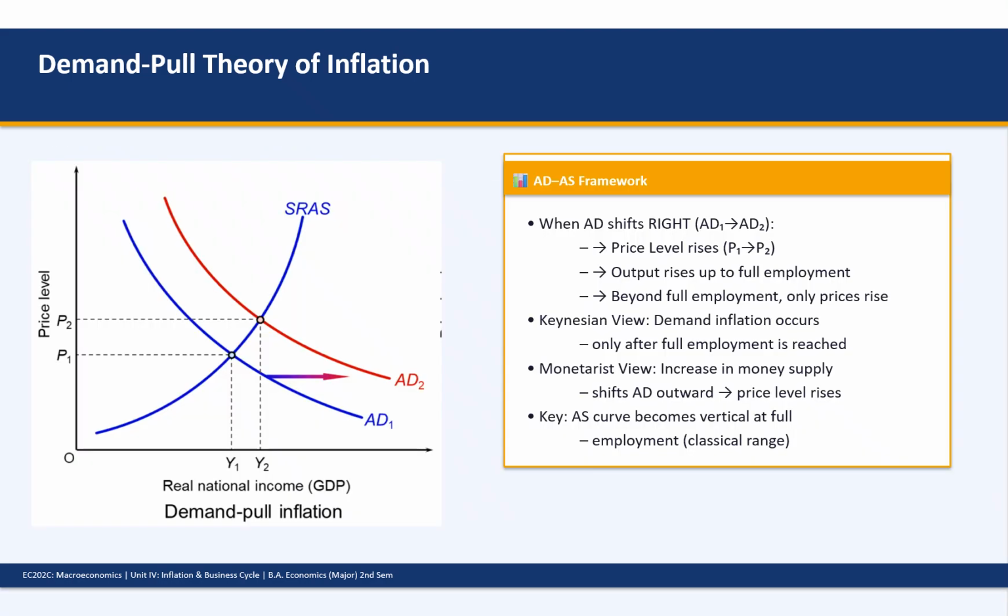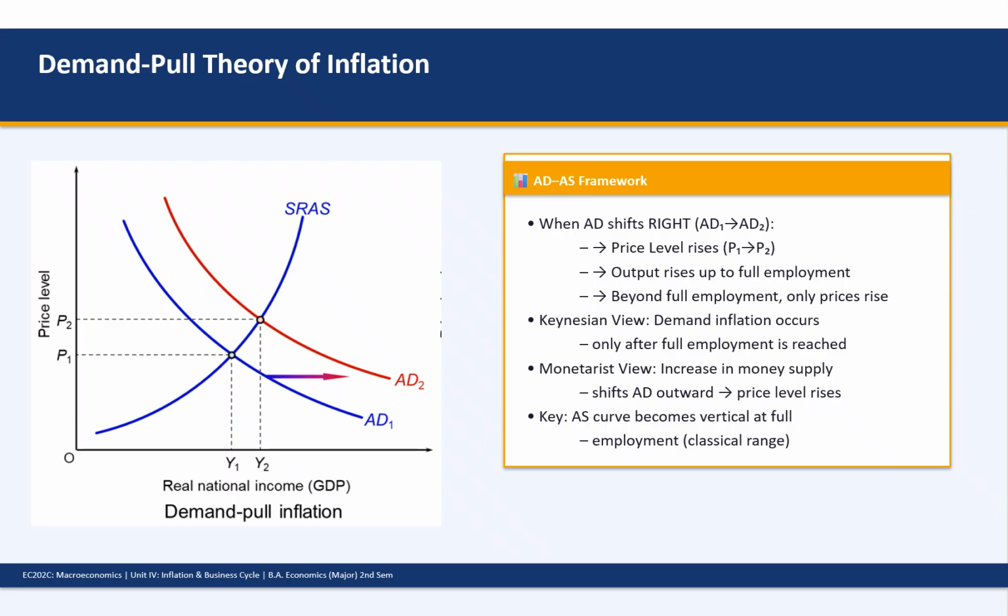Now, let us continue with the aggregate demand and aggregate supply framework of the demand pull inflation. This shows what happens when aggregate demand shifts to the right from aggregate demand curve AD1 to AD2. As demand increases, the price level rises from P1 to P2. At the same time, the output may also rise at first, but only up to the point of full employment. Once the economy reaches the full employment level, it cannot produce much more real output.